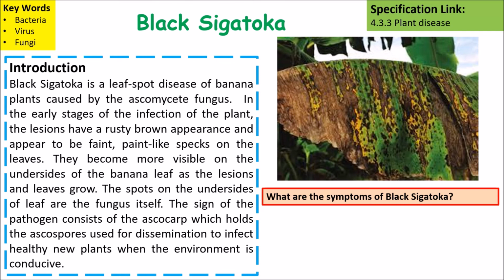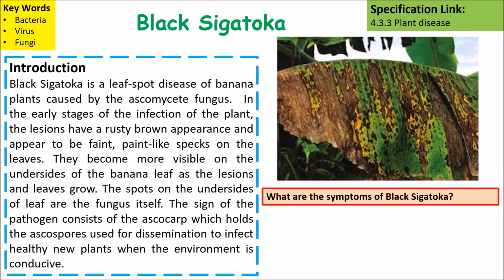Black Sigatoka is a disease that affects a range of plants, but primarily banana trees. It's caused by a fungus. In early stages of the infection of the plant, lesions will form on the leaves. Brown specks and brown lesions will form. They become more visible on the undersides of banana leaves as the lesions grow ever more. The spots on the underside of the leaf are the fungus itself. The sign of the pathogen consists of various things, but it will produce spores that will spread and infect healthy plants.